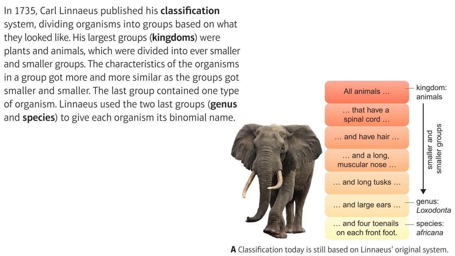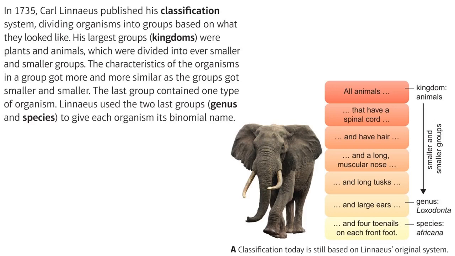And he kept dividing it down and separating out different living things into smaller and smaller groups until finally he ended up with every different type of living thing in its own group. And the last two groups that any living thing belongs to, the genus and the species, give each living thing what we call its binomial name. And binomial just means two names. Okay, so bi means two, nomial means name.